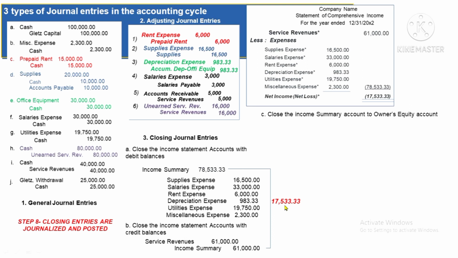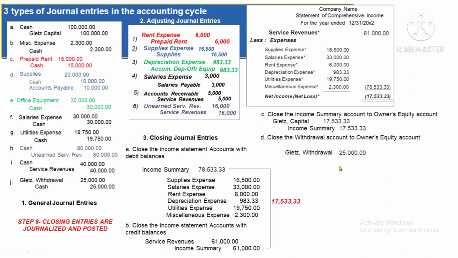So to close it and to make it zero, we have to credit the account for the same amount with a corresponding debit to the Gletzmar capital for 17,533.33. And that's the third closing entry. And the fourth closing entry is focused on the closing of the withdrawal account. Since in our problem, the owner withdrew 25,000 for personal expenses, I hope you can still remember, there is a debit balance of Gletzmar withdrawal for 25,000. So to close it, we need to credit it, and we have to debit the Gletzmar capital for 25,000. And that's it for the 4 closing entries.